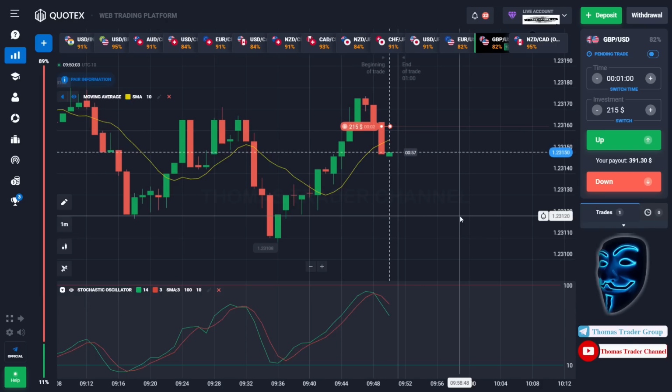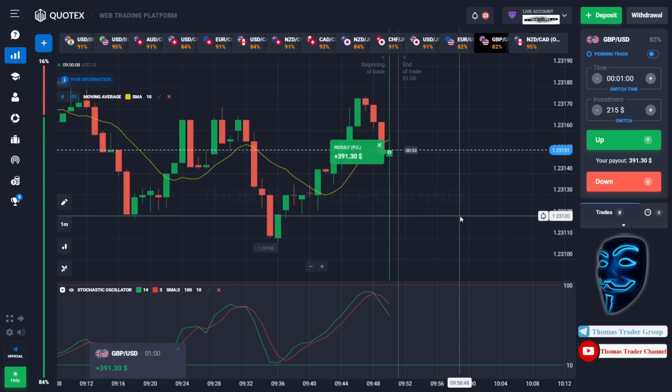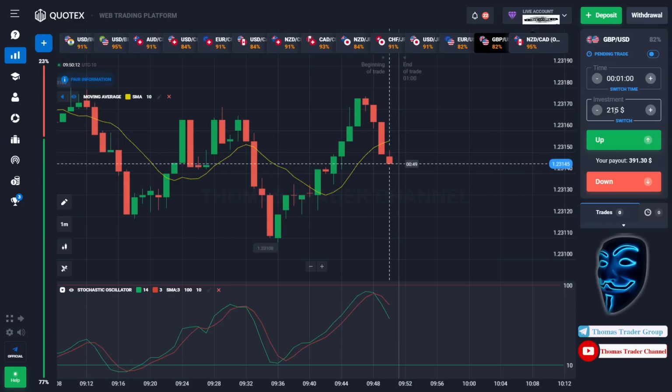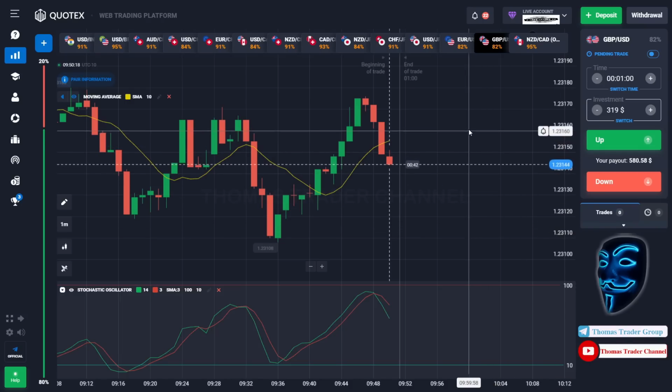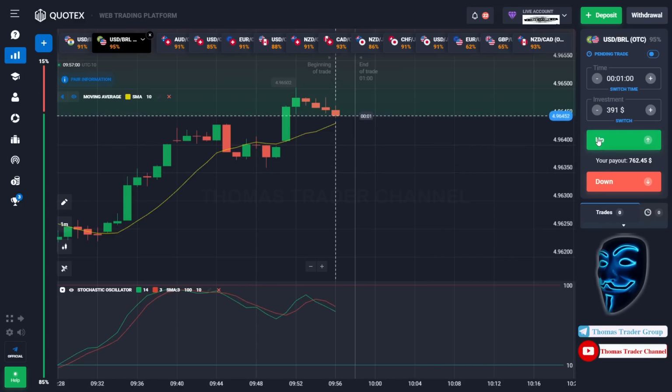We made a right prediction over here. We made a profit of $391. Let's change our investment into $391. And let's find the other market. Over here we can open buy for 1 minute.